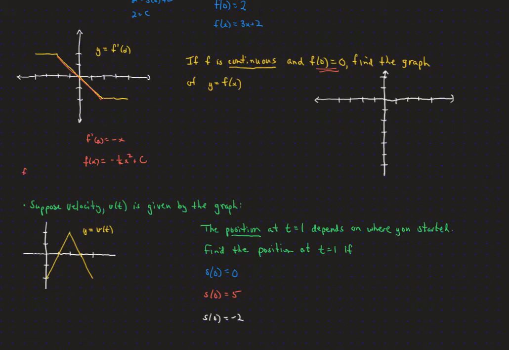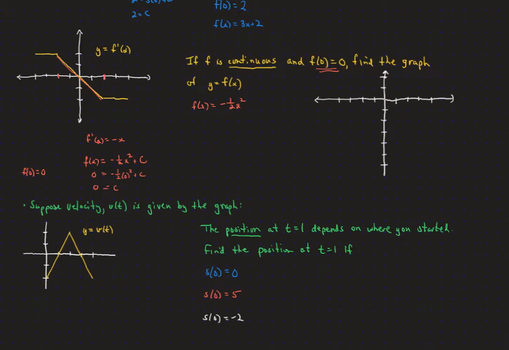If we're going to use the fact that f of 0 is equal to 0, that means we'll get 0 for f when we plug in 0 for x, and that's going to tell us that c is equal to 0. So far, we've got that f of x is going to be negative 1/2 x squared plus 0. That part of it is going to work from negative 2 to 2.